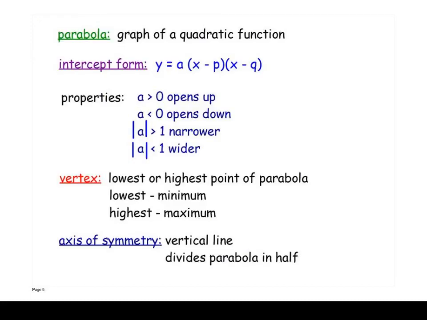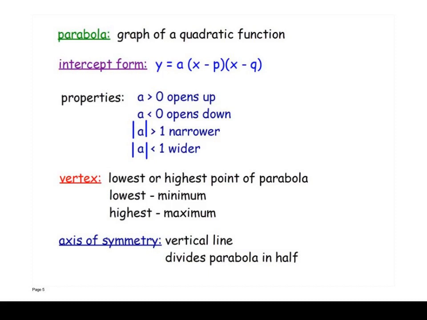Some important vocabulary for this lesson are listed here. A parabola is the graph of a quadratic function. We write these quadratic functions in intercept form, or y is equal to our leading coefficient a multiplied by our two factor groups, x minus p and x minus q.